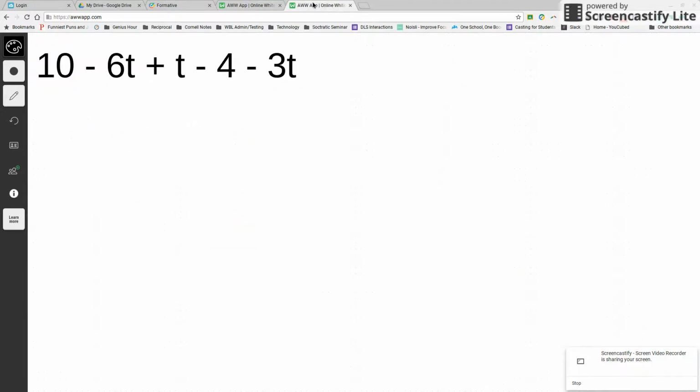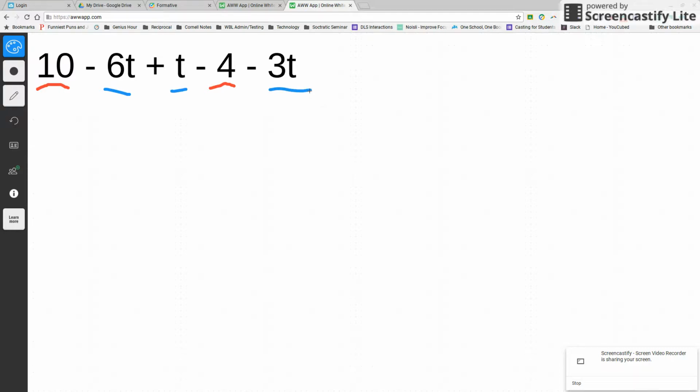All right, let's look at another one. I'm going to use a couple of different colors. I see that I have a number without a variable in 10. I have another number right here without a variable in 4. All right, I'm going to switch colors. I see I have t as my variable. There's negative 6t there. I have another one there, and I have another t at the end.